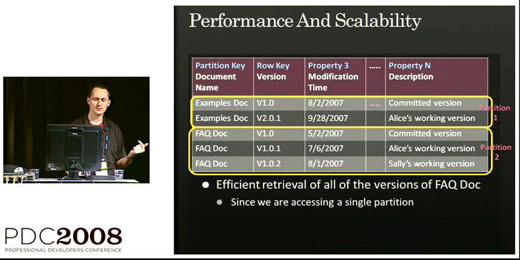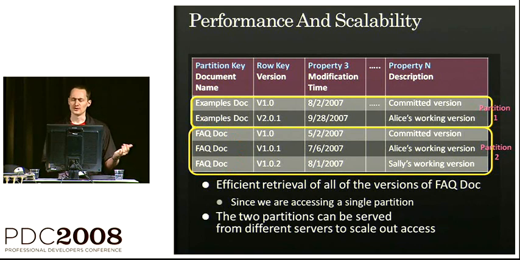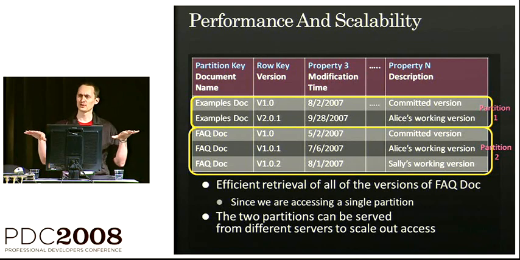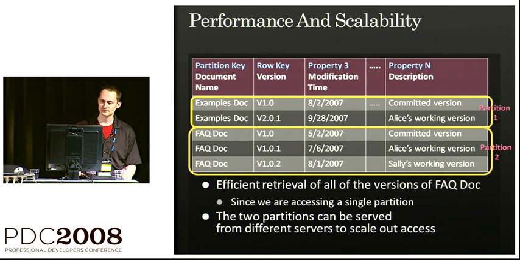So going back to our example, if we wanted to get all the versions of the FAQ document, that's quite efficient because these are in the same partition, partition 2. We would go to that partition and retrieve the documents, and this is efficient due to entity locality. Similarly, if there's a lot of traffic to partition 1 and partition 2 for this table, we can serve these two partitions on different servers. That's how we scale out the access to your overall table.